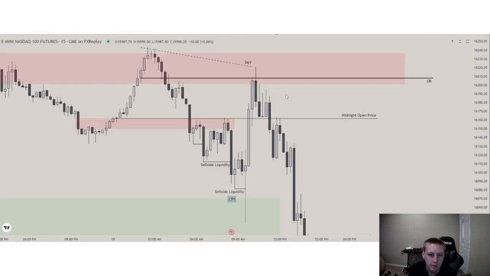All right, and then here are my 15-minute annotations. As you can see right here, we have high resistance liquidity, high resistance liquidity, high resistance liquidity. This is CPI right here.